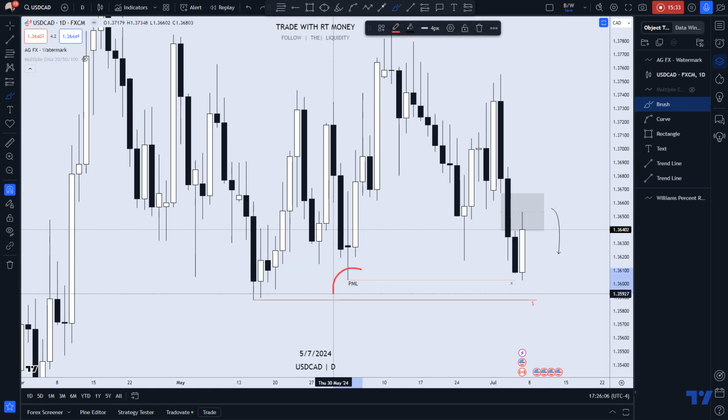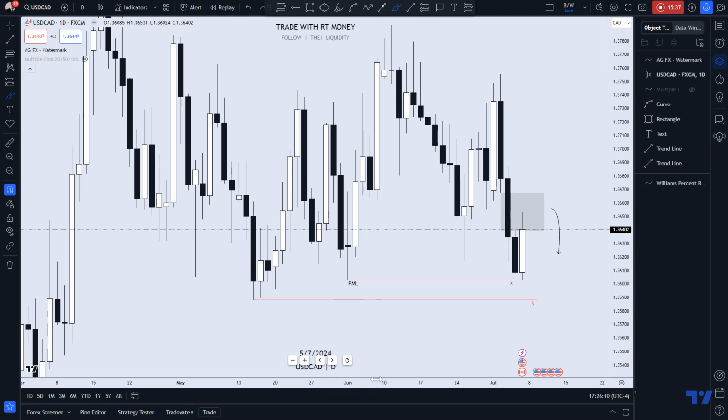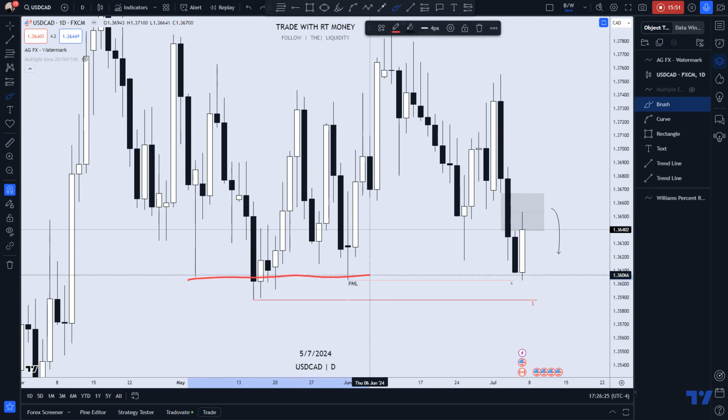So price has already swept the previous monthly low. I hope you find this helpful. We should be able to find a valid sell setup there, but just be wary that we are near the lows. We are at the lows.